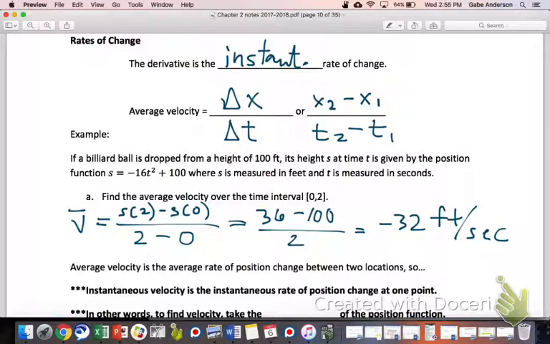And so next time we'll talk about how we could calculate the velocity at any point along the path, as opposed to the average velocity over the whole path. Which is the derivative.